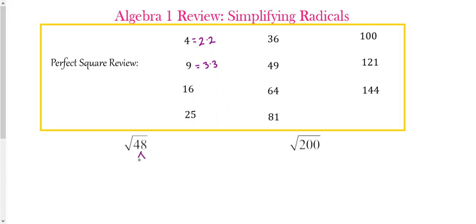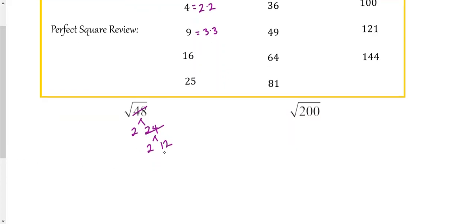So first I'm going to break down 48. I'm thinking, what times what gives me 48? Well, I can say 2 times 24 will give me 48. I then cross out the 48 because it is now broken into 2 and 24. 2 cannot go any smaller, but 24 can be broken down to 2 times 12. And then I'm going to cross out 24. And then 12 can be broken down to 2 times 6, cross out 12. 6 can be broken down to 2 times 3. I'm going to cross out 6.